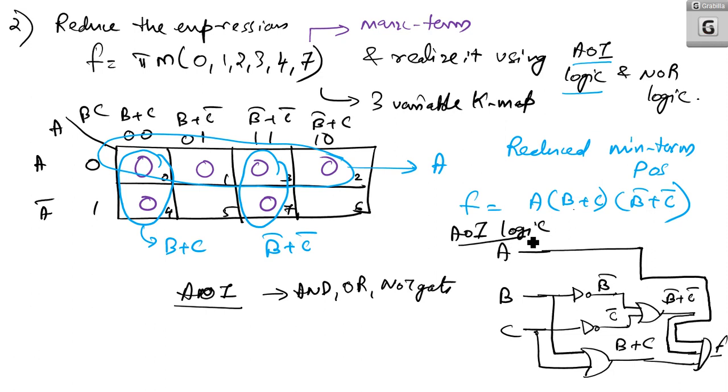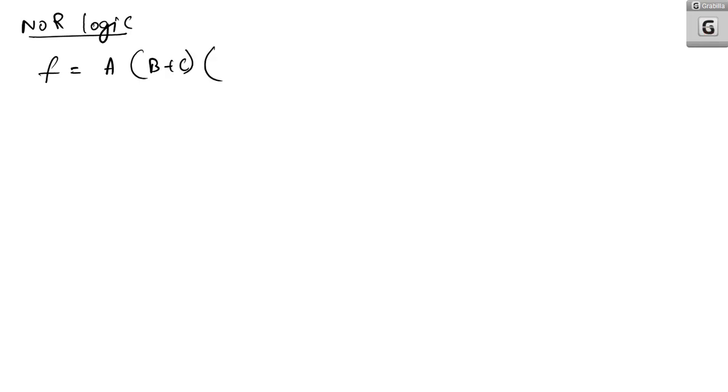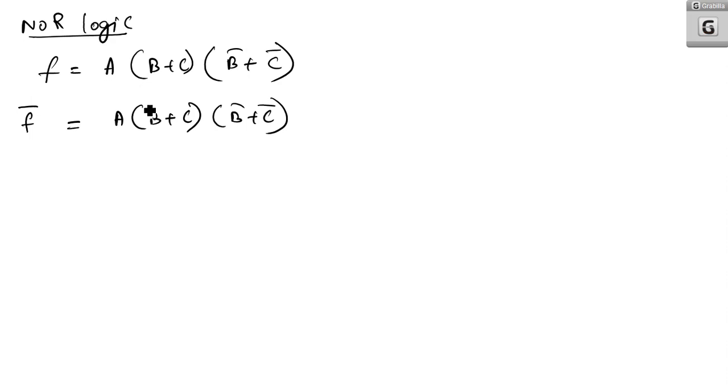Now if you need to realize it using NOR logic, that is a question. So F is equal to A and B or C and B bar or C bar. So you take F bar. What is F bar? It is A and B or C and B bar or C bar, the whole bar.